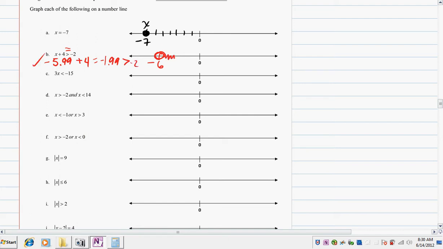So I have to pick all the numbers that are bigger than -6. So I'll indicate it like this, and I'll put an arrow on the end indicating it goes on forever in that direction. Any number I choose, if I pick 100, 100 plus 4 is bigger than -2.